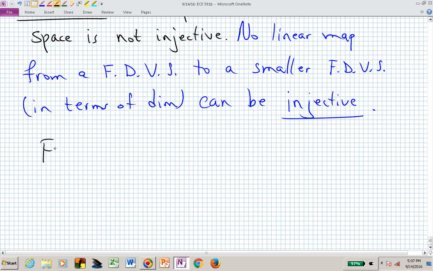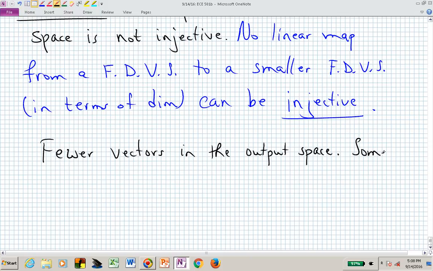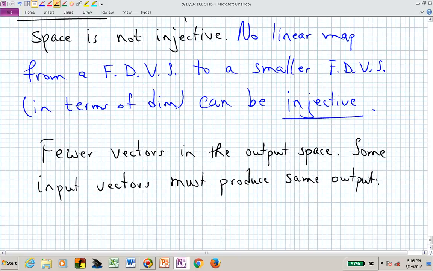Or another way of thinking of that is we have fewer vectors. If we just look at the basis of our input vector space and our output vector space, fewer vectors in the output space means that some input vectors must produce the same output.